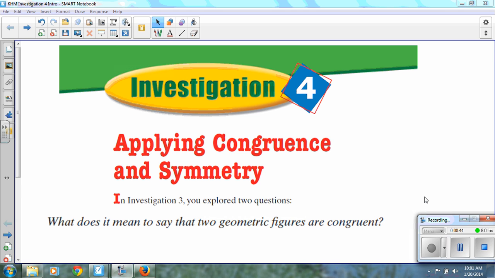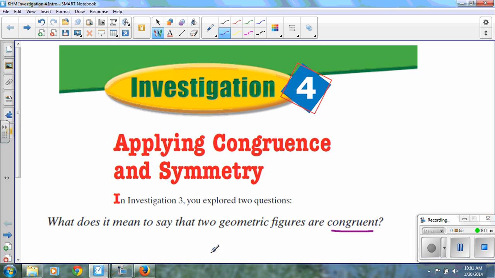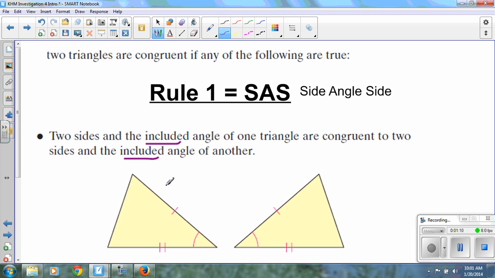I've said this word congruent, so let's make sure we understand what it means. The word congruent means same size and same shape of two polygons, or geometric figures. So we have some examples of this. We're going to make sure these two triangles are congruent, and there are different rules that we can use to make sure that they're congruent.